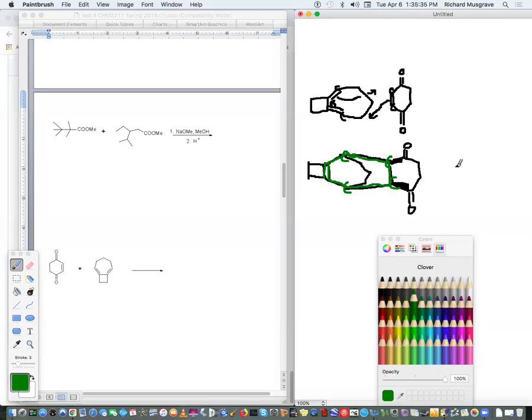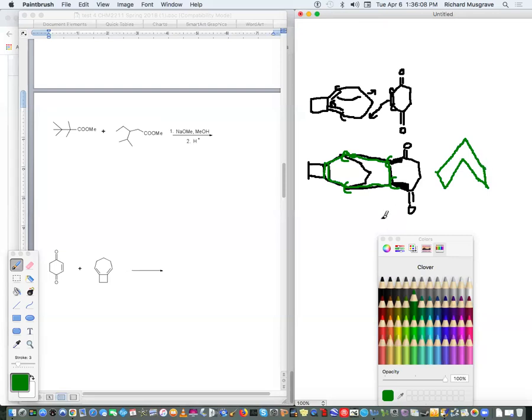This is the C's. And now I'm going to do the book part, which is the green part. So there's the green part there.